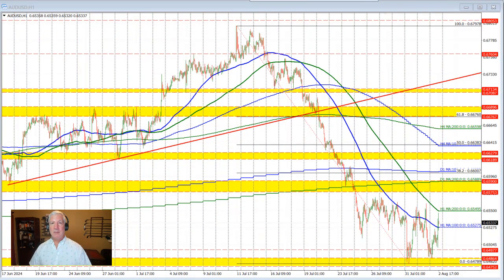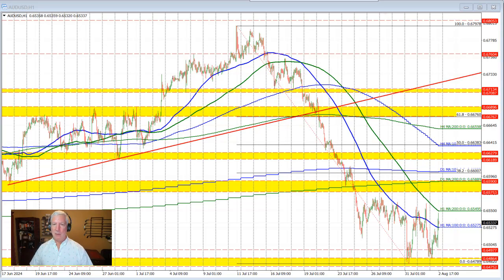We're going to take a look at the Aussie versus US dollar, New Zealand versus US dollar from a technical perspective. Today's date is August 2nd, 2024. Let's get started. Well, things are certainly moving today after that weaker than expected report. We're also seeing factory orders come in a little bit weaker than expected at minus 3.3% versus minus 2.9%.